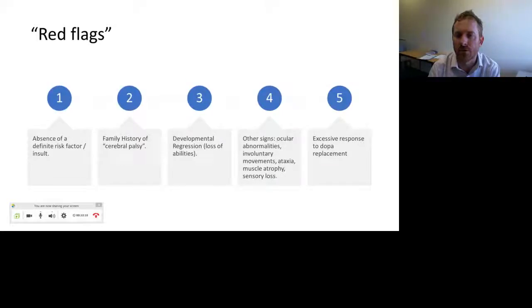Multiple first-degree relatives also with cerebral palsy, episodes of developmental regression, so loss of motor skills, signs including ocular abnormalities which might indicate mitochondrial disorders, other involuntary movements, ataxia, muscle atrophy and sensory loss, which also are not common with cerebral palsy. And we often use, as I'll discuss briefly later on, dopamine replacement with levodopa-carbidopa as a treatment for dystonic cerebral palsy, but in some cases where there's an excess response to dopa replacement, that might represent a genetic condition such as dopamine responsive dystonia.